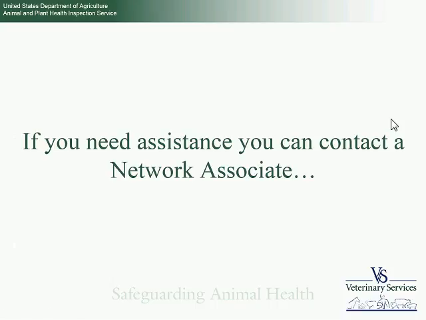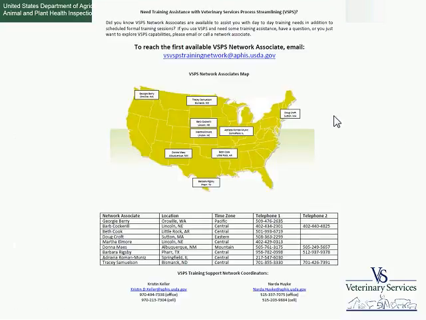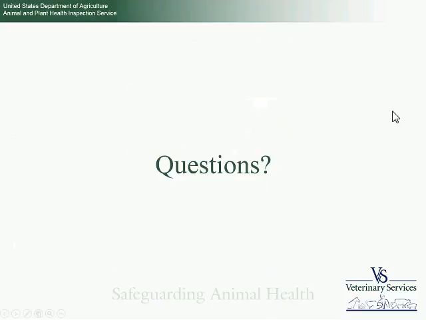If you need any assistance with VSPS, you can contact a network associate. There's 9 of us around the country that have been trained to help people in VSPS, so we're here for you, and there's an email address there at the top. A lot of times that's the fastest way to get responses. The first available person will contact you to help you out. But there's also names and phone numbers on the bottom in case it's after hours or an emergency. You can contact us.